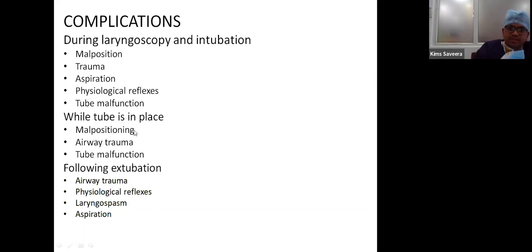While tubing the patient, whether you are placing it in the esophagus or it goes too far into the right lung, or there is malfunctioning of the tube. And following extubation also, there is airway trauma, physiological aspects, laryngospasm and aspiration. These are the common complications that we see during the intubation and extubation process.